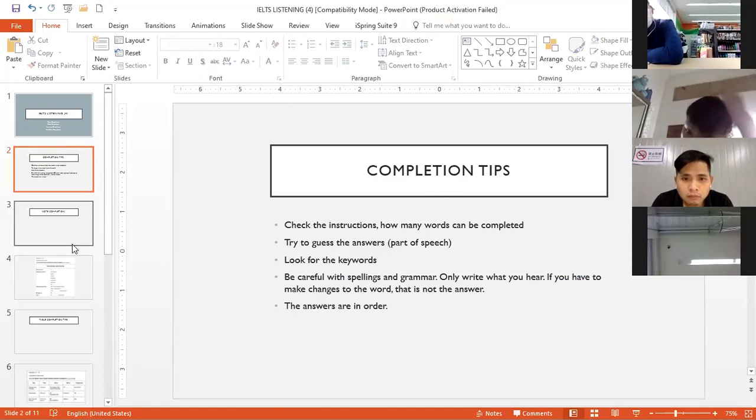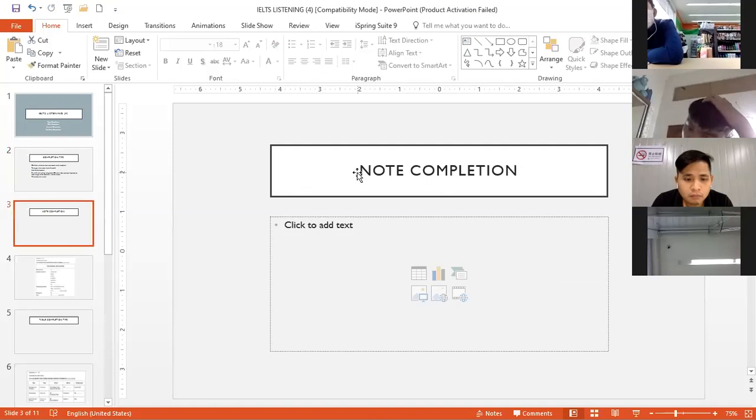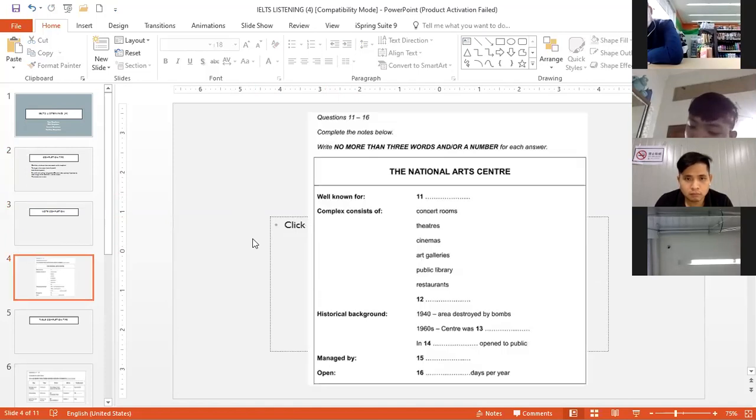So the first type that we'll look at today is note completion. Note completion is normally a short note of something that the speaker has produced when they are listening or talking to someone. It is different from form completion, because form completion is the application form to apply for something. But a note is just a summary or a short notice of what happened in the speaking or in the audio. Here is one example of note completion.